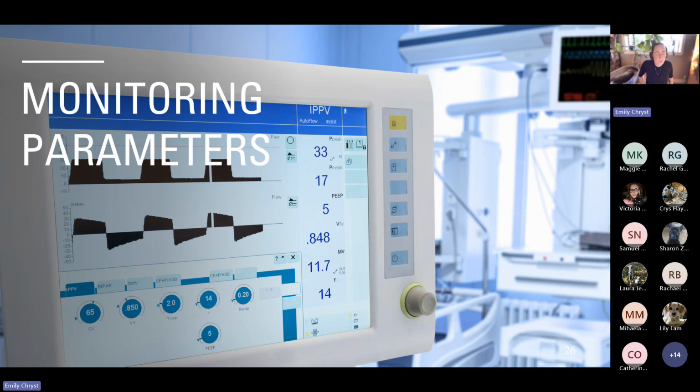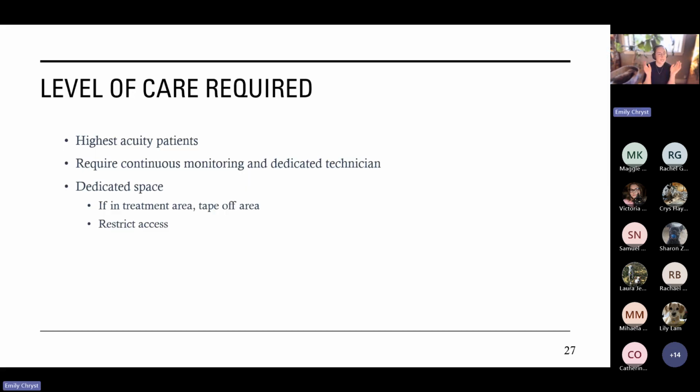All right, moving on to monitoring parameters. This is going to be, along with nursing care, kind of the bulk of our talk today. So these are obviously going to be some of our highest acuity patients in the hospital. I'm not going to imply that they can't be stable. They certainly can be, but they require a lot of work regardless of their stability, requiring continuous monitoring and a dedicated technician. And they need a dedicated space for reasons that we're going to get into later.